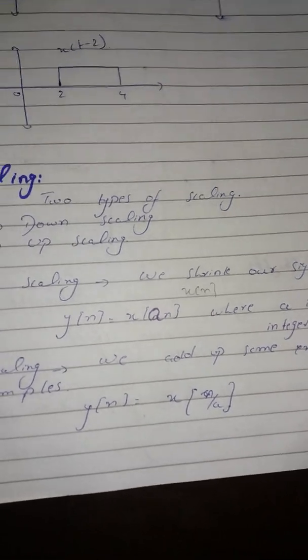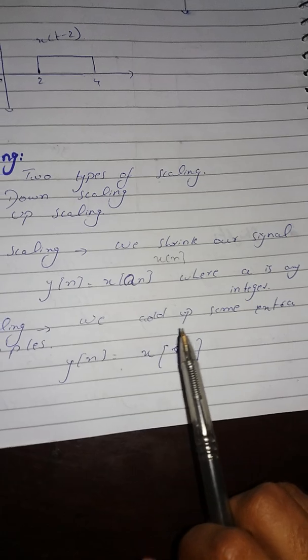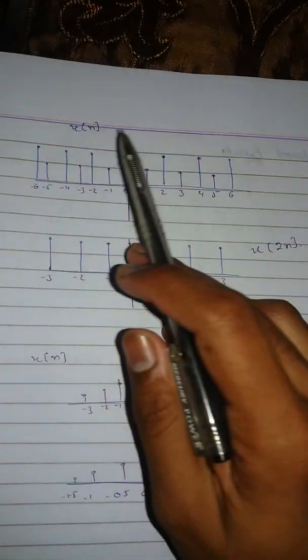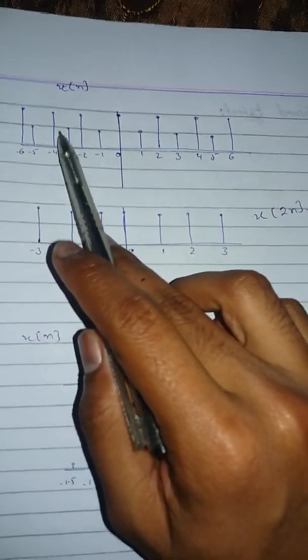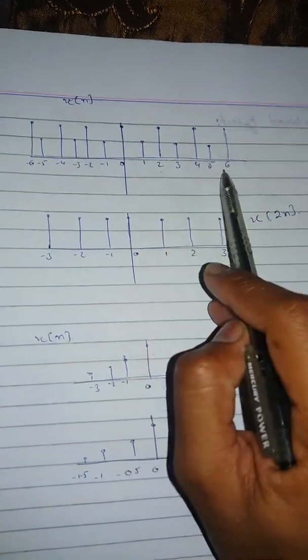A can be any number, 1, 2, 3, 4, and so on. Similarly, upscaling is where we add some extra samples. So basically, in upscaling we are expanding our signal. Let's take an example. Let's suppose we have the signal over here, x of n. As you can see, the values are distributed over these intervals.